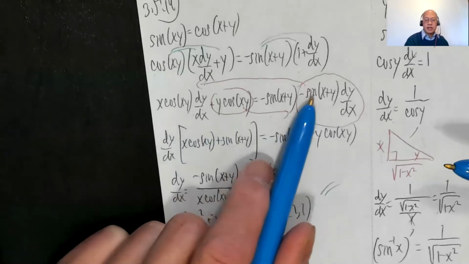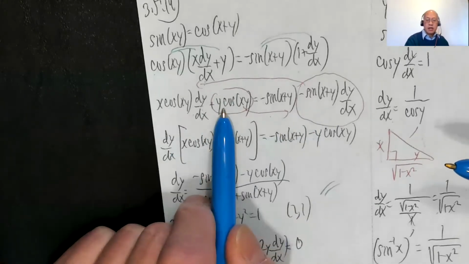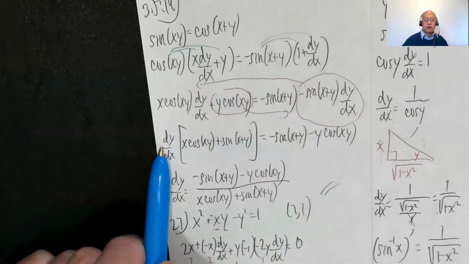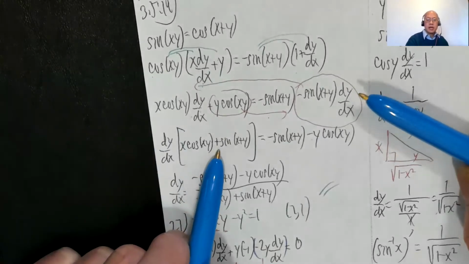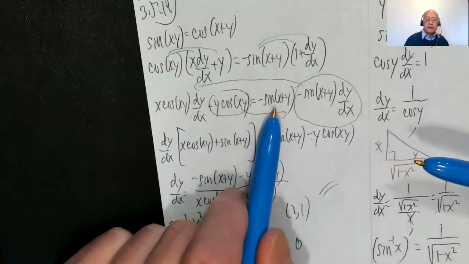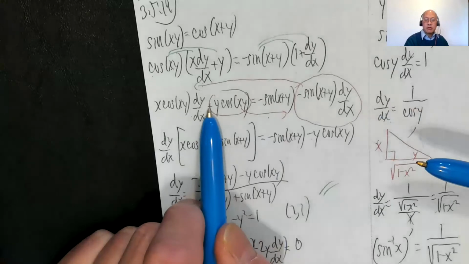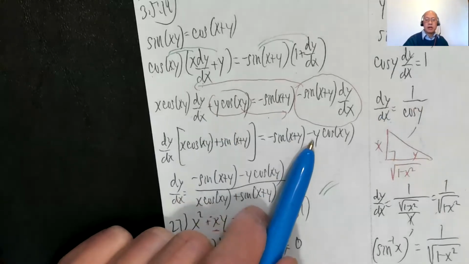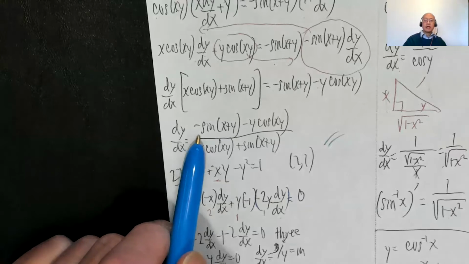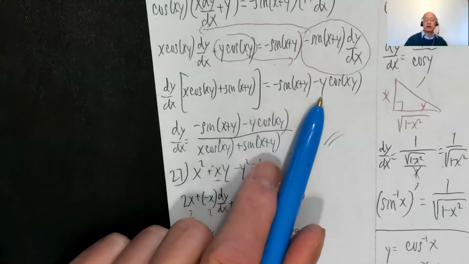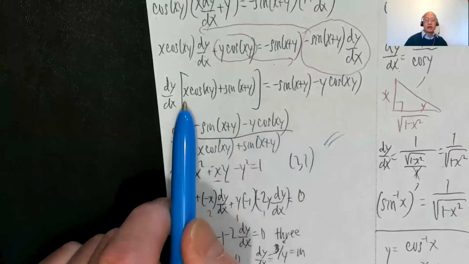So put all the dy dx's together. So this comes over here, that goes over there. So factor out the dy dx, x cosine xy plus sine x plus y equals negative sine x plus y minus y, because that comes over, minus y cosine xy, divide both sides by this mess. So dy dx is negative sine x plus y minus y cosine xy divided by x cosine xy plus sine of x plus y.